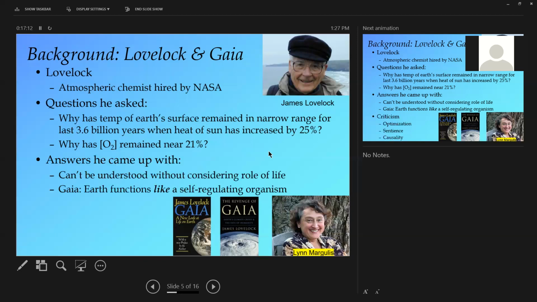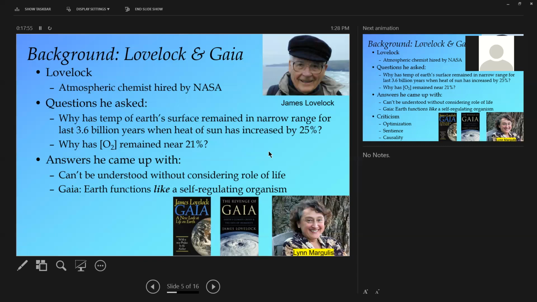And the answer he came up with is the only way you can explain why we have gas concentrations that are so far out of equilibrium and are maintained at this sort of level. And the only reason you can explain the Earth maintaining itself in this narrow band of temperature in spite of changing forcing, the external forcing of the sun has changed, and yet the internal conditions have remained the same, is that somehow life must be self-regulating the planet. You know, there's no other explanation for it. You can't explain what's going on in terms of just the chemistry of the Earth without life.